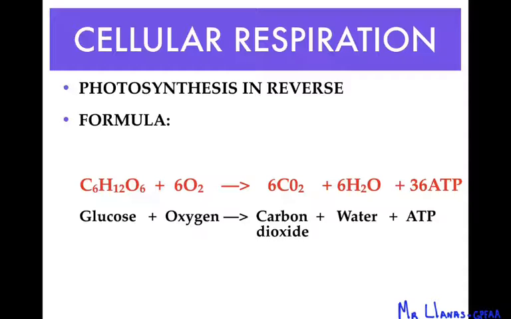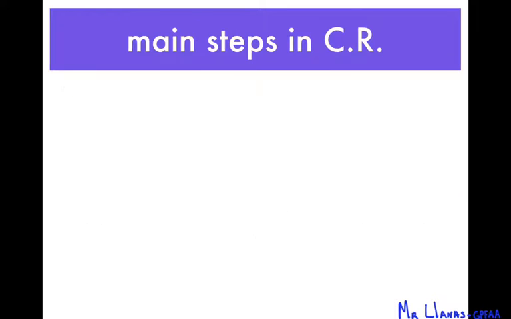So the formula for photosynthesis is CO2 plus water plus sunlight, and that gives us glucose and oxygen. Well, here in cellular respiration, we use glucose and oxygen produced during photosynthesis to produce carbon dioxide and water plus the energy that we need, okay, which is ATP.